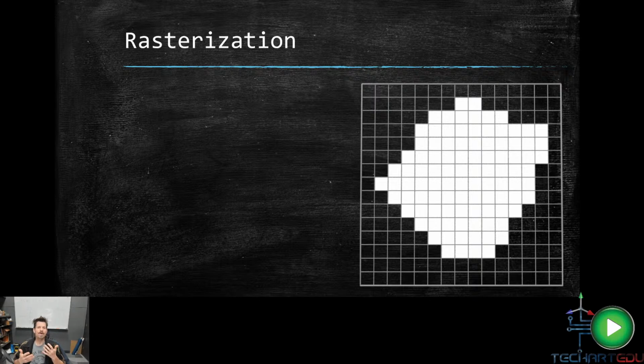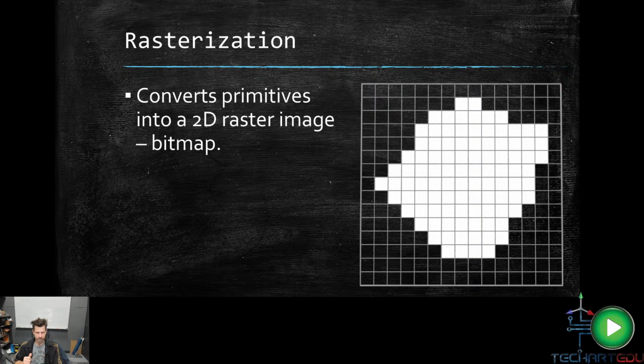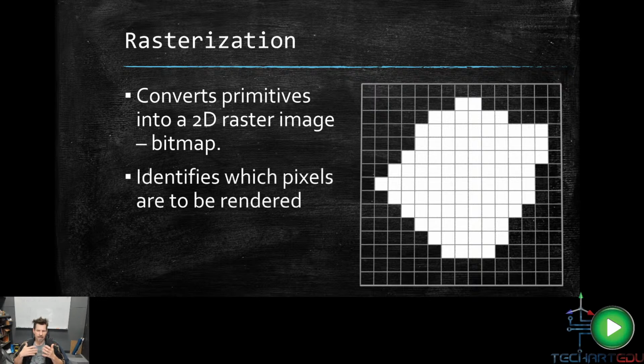This is where the 3D image is transformed into a 2D bitmap, a 2D raster image, in other words. And so it knows the screen resolution that it has to conform with, and basically all the rasterization is doing is identifying which pixels or which fragments are meant to be rendered. It doesn't actually render them. It just identifies which of these pixels are actually going to be rendered.